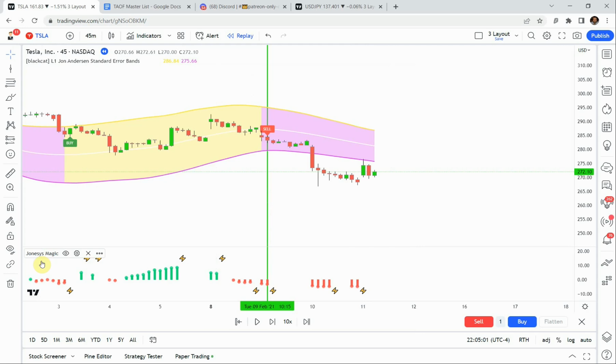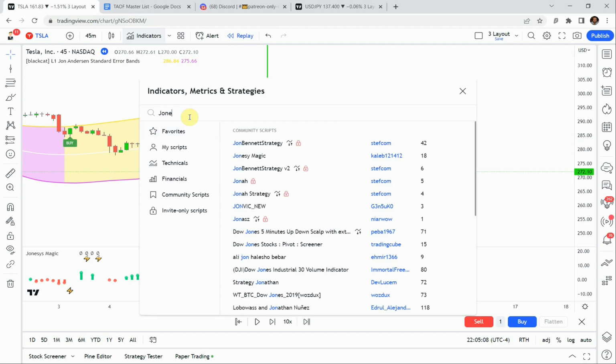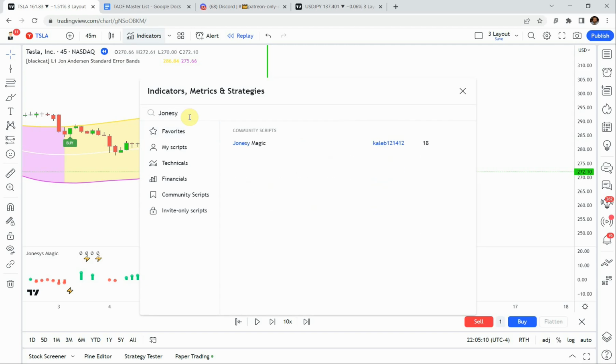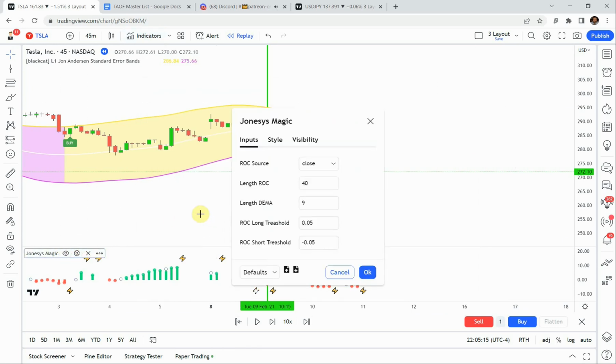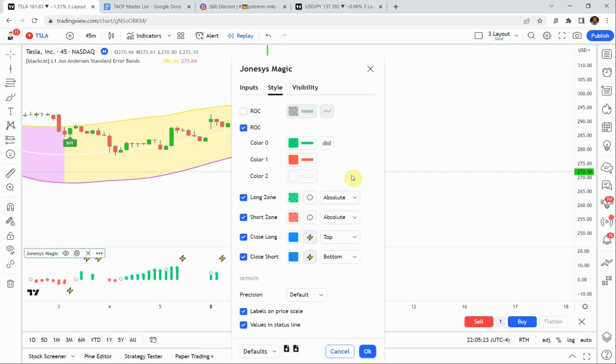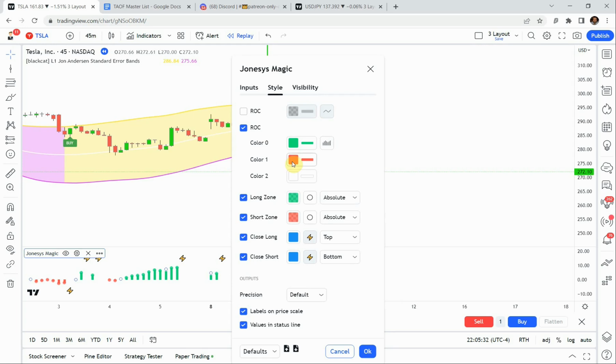The next indicator that we used was the Jonesy's magic indicator. Just type in Jonesy here, and it's the first one right there. The settings on this were also modified. Pause and go ahead and look at these settings here and adjust accordingly. And this is what we did on the visual side. We turned off the ROC and changed this to a histogram there.